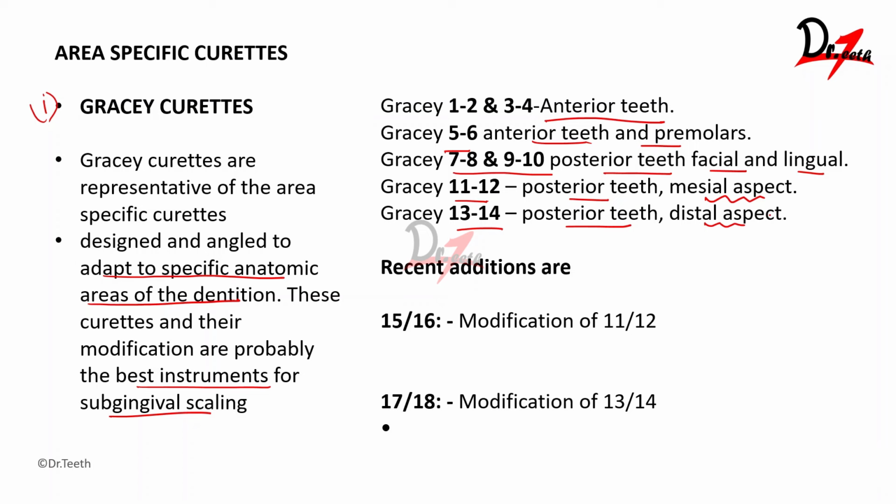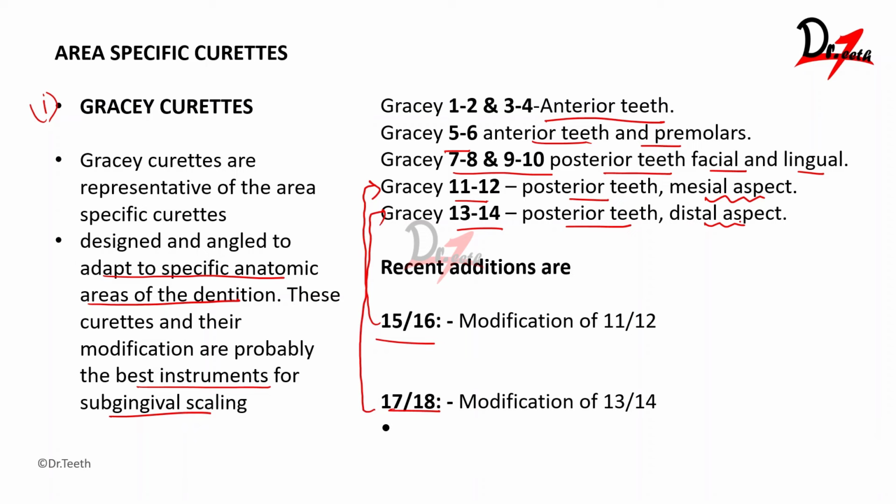Now these are the conventional Gracie curettes which are available, but now there are certain modifications also which are seen, which is 15, 16 and 17, 18. So 15-16 is a modification of 11 and 12. It is used in the mesial aspect of posterior teeth. And 17-18 is a modification of 13 and 14. It is used in the distal aspect of posterior teeth.